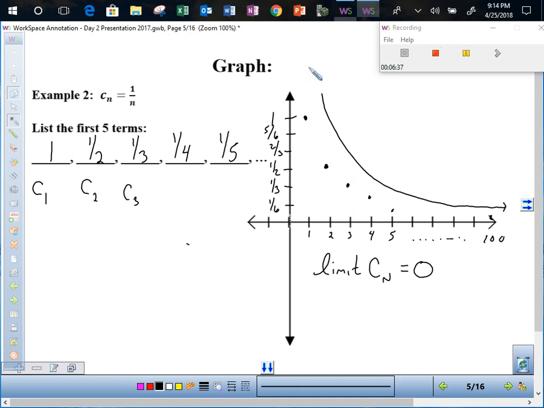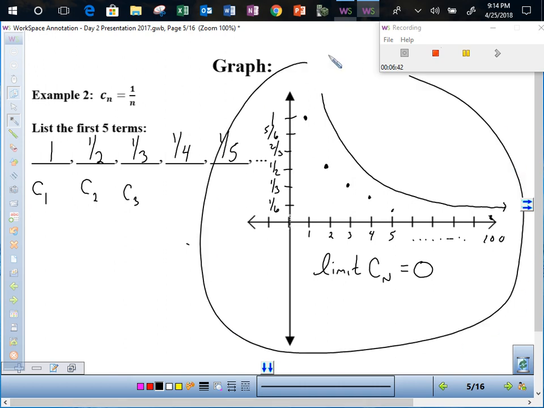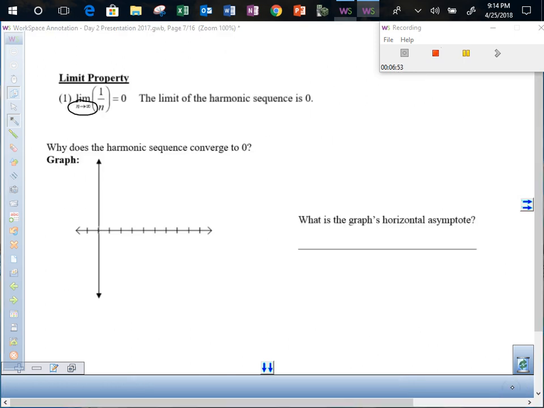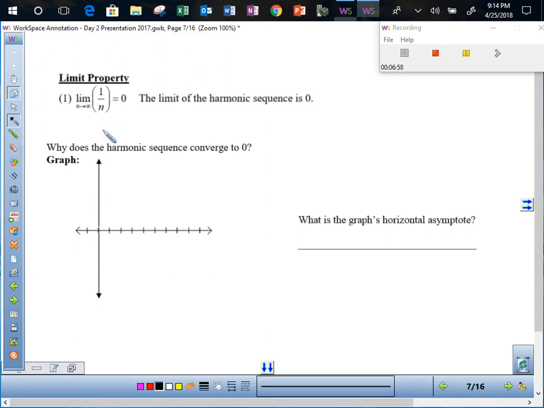Here's the graph of 1/n. But instead of stopping at 5 or 100, I'm going to go to 1,000. So guys, I want you to notice this. This is a really important statement: any time that the degree of your denominator is higher than the degree of your numerator, your limit will always be 0.